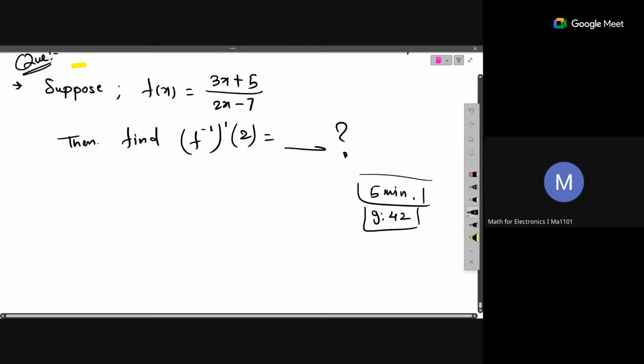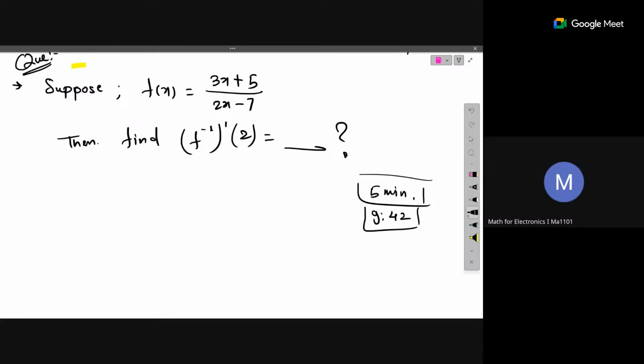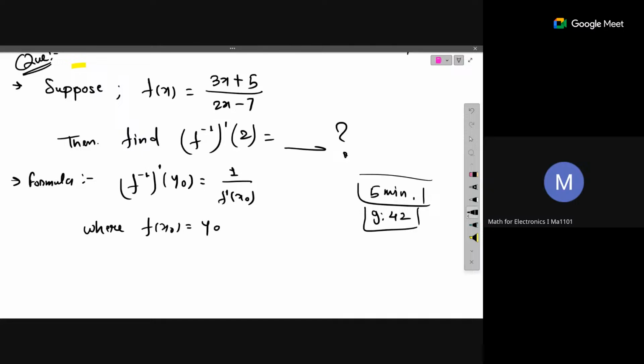So first we try to find a point x naught for which y naught is 2. Because what is our formula? Our formula is that the derivative of f inverse at y naught is equal to 1 upon f dash at x naught. And the relation between y naught and x naught is that f of x naught is equal to y naught.